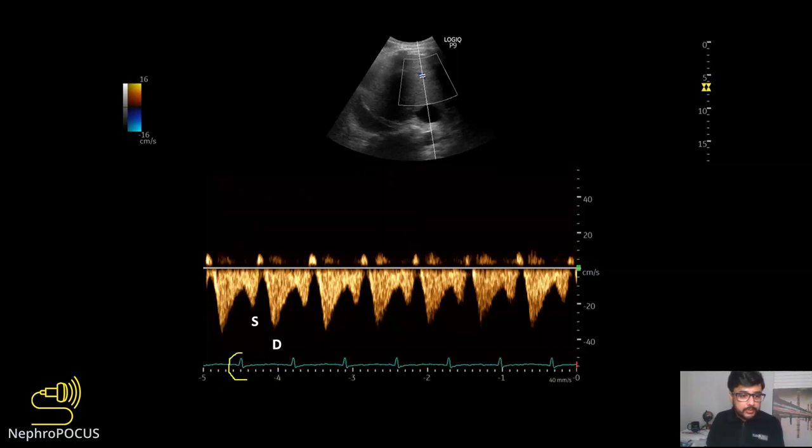If you have the EKG, you have the QRS complex here, and this is the S wave, not the previous one. So this is the V wave, and this is the D wave. So S is less than D here. This patient had at least mild congestion, so this is not completely normal. That's what I'm trying to say: without EKG, you can make several mistakes in interpreting the hepatic vein waveform.